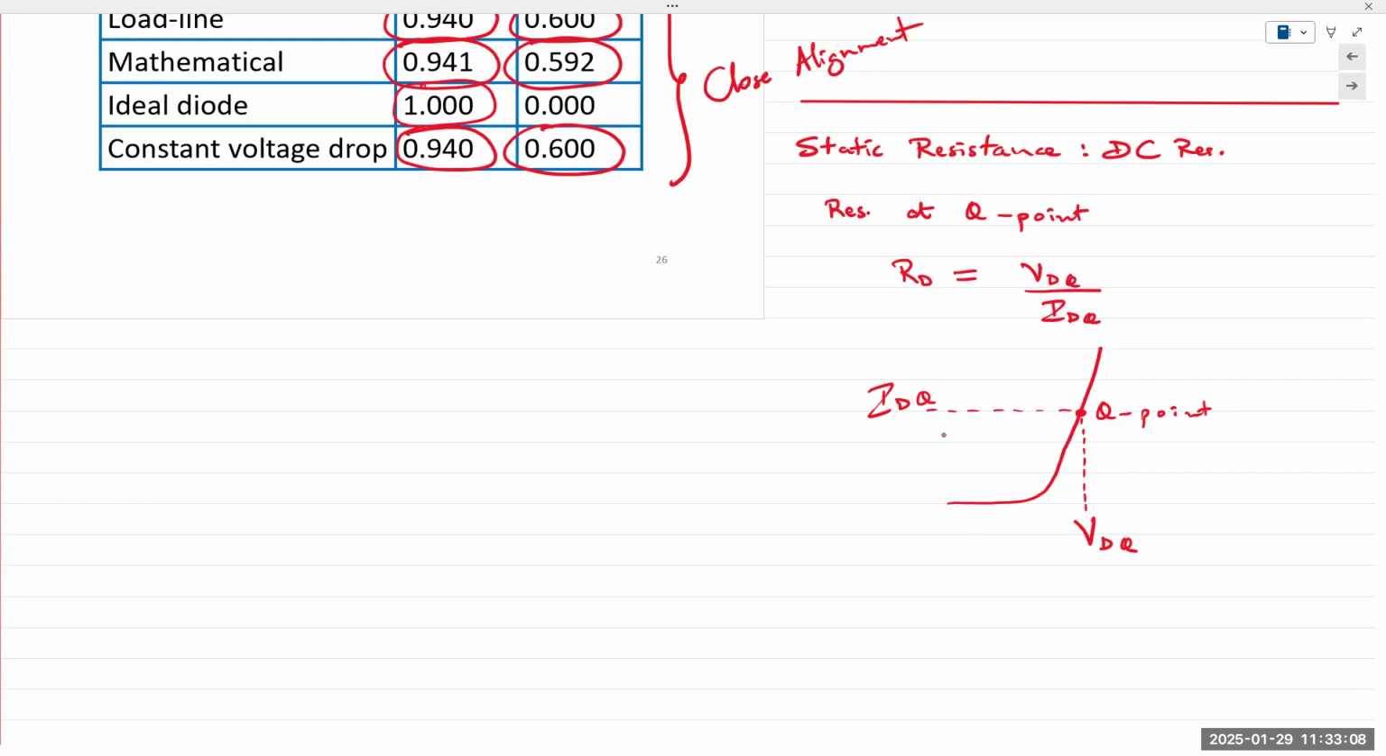If it's in the on region, the resistance will be lower. If it's in the off region, meaning before the forward voltage drop is applied, it's going to be higher. Or in reverse bias, it's going to be higher. Yes.